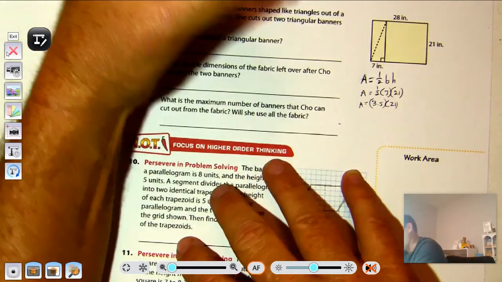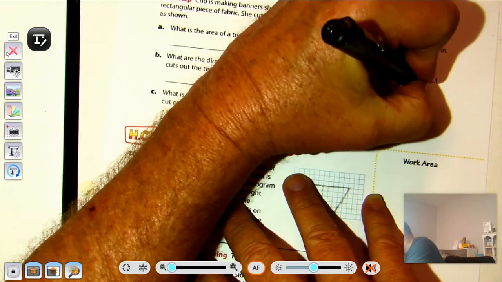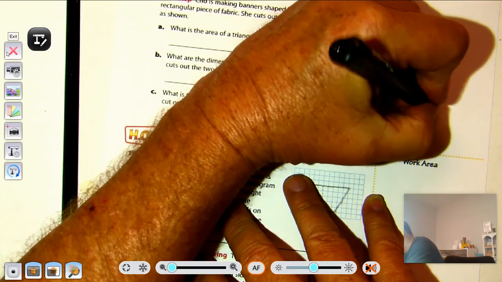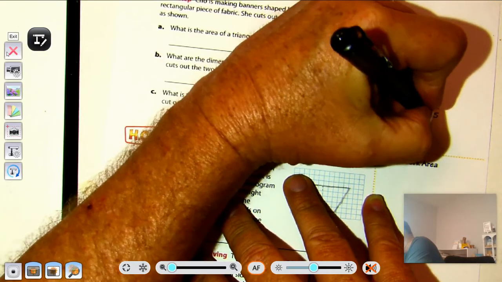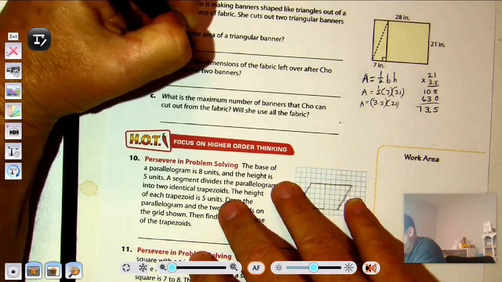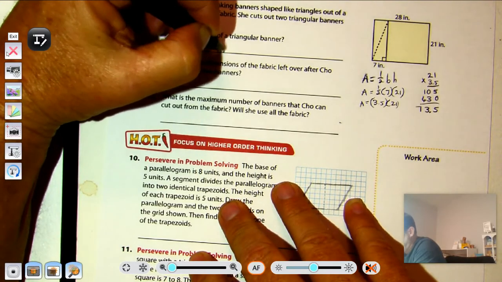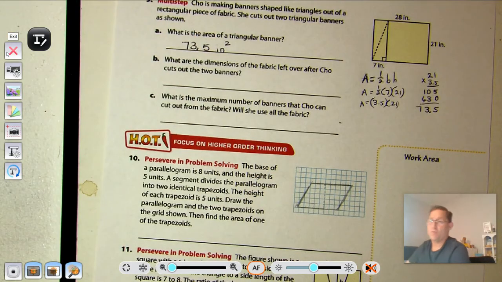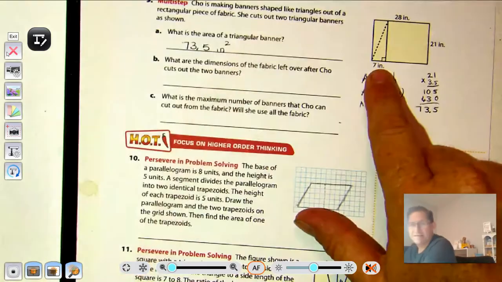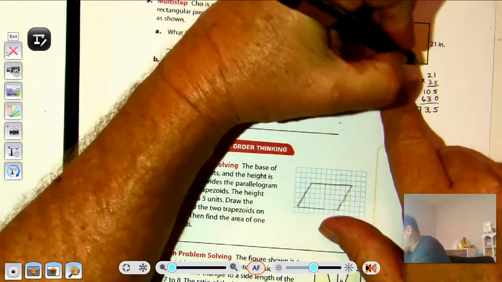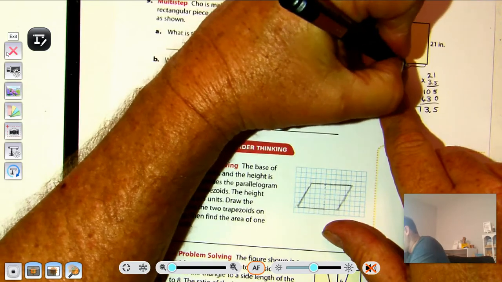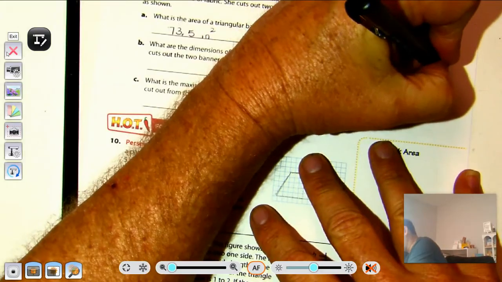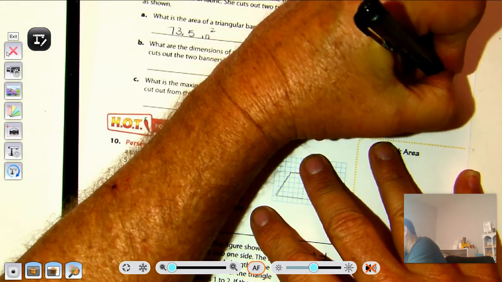So we have area equals 21 times 3.5. And we get an area of 73.5 square inches. So what are the dimensions of the fabric left over? Well, she's cut off 7 inches right here. So she has 21 inches remaining here. And she still has the height of 21.